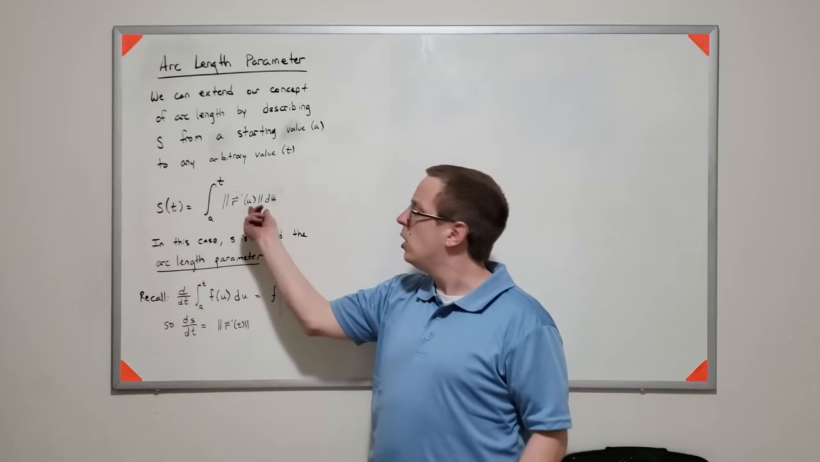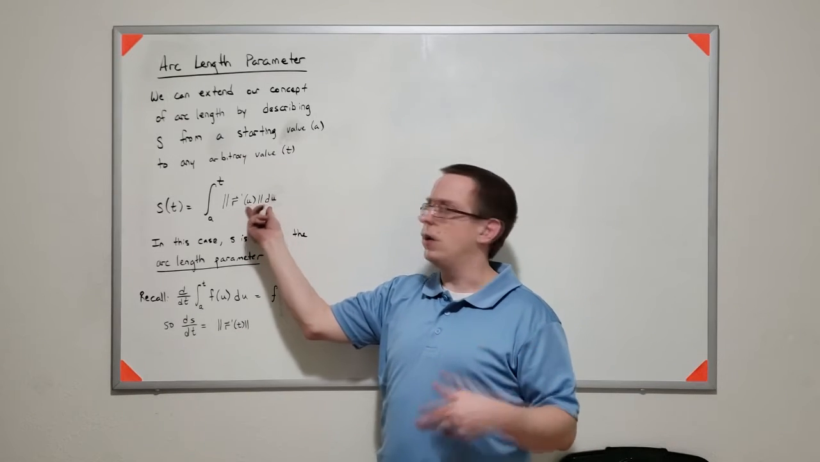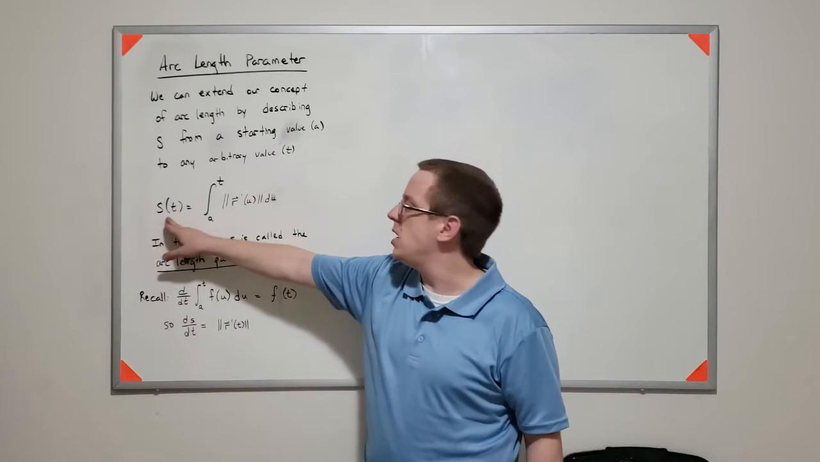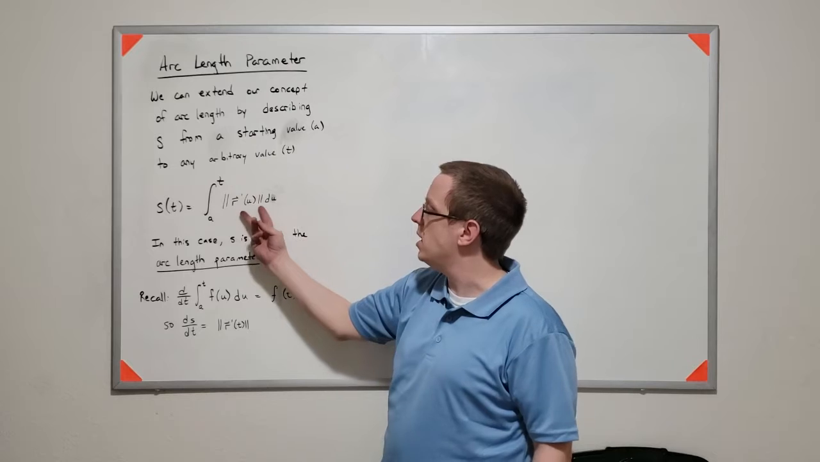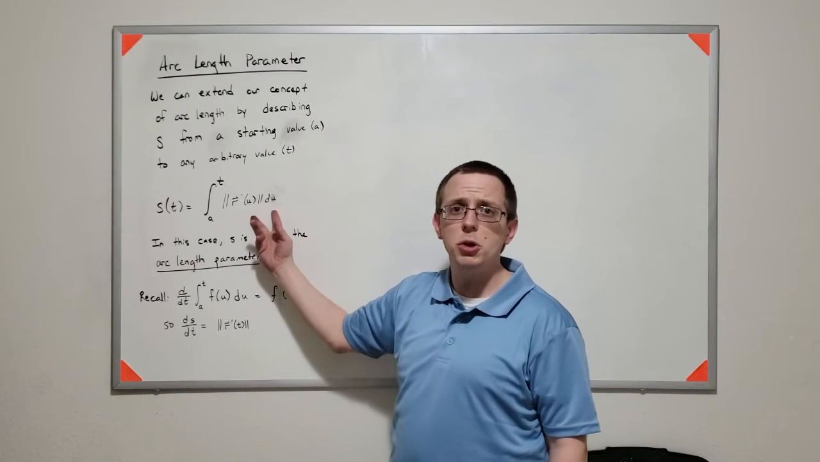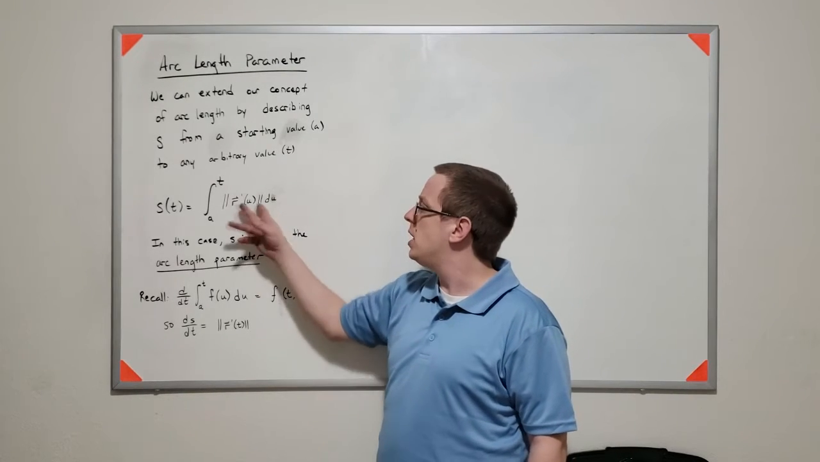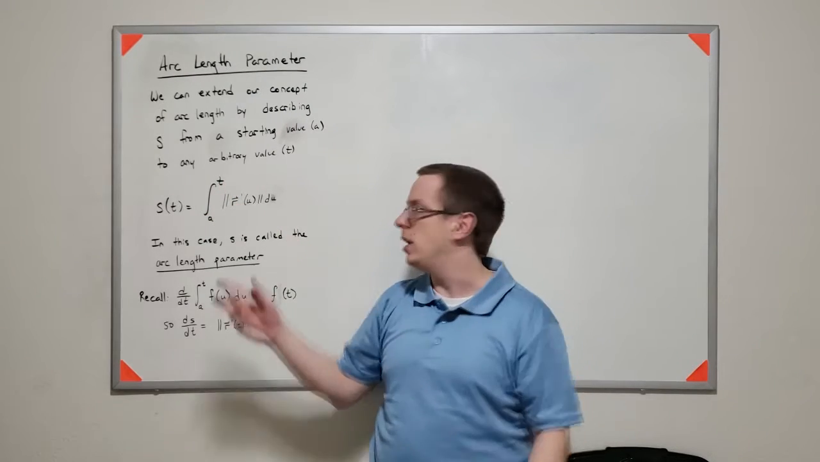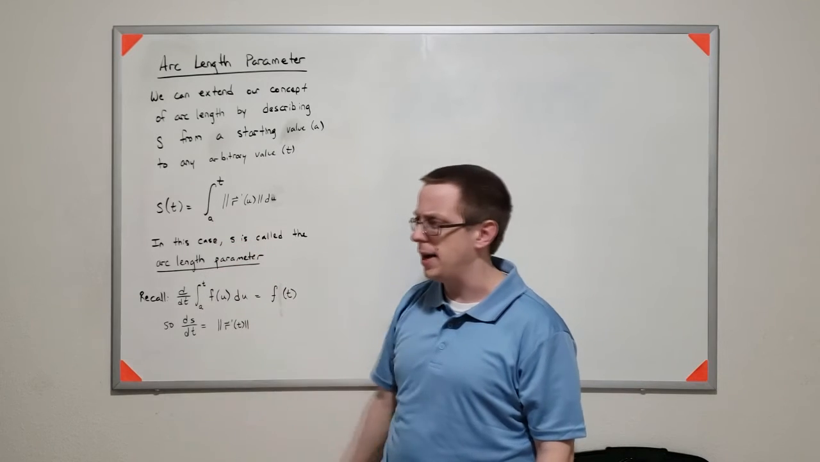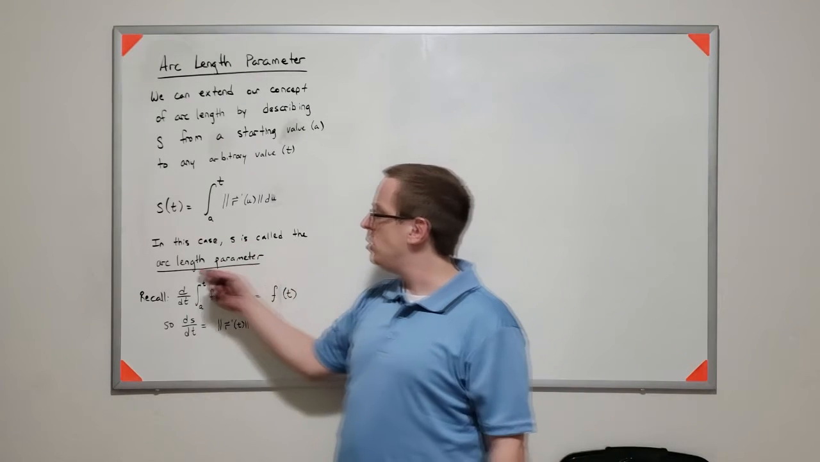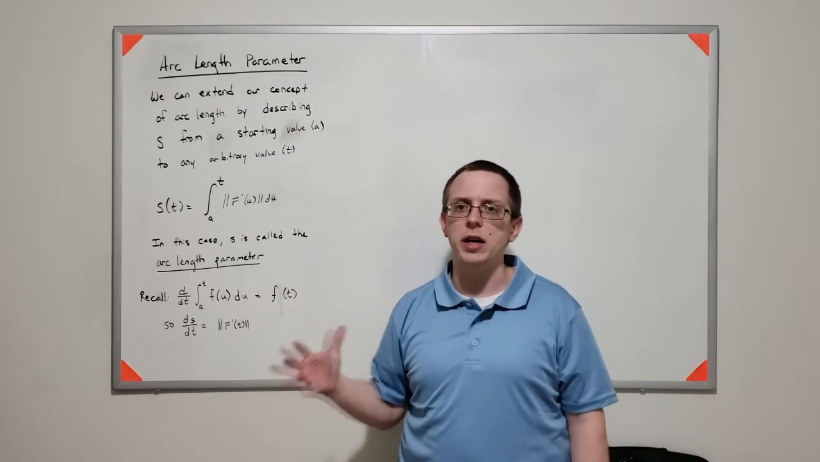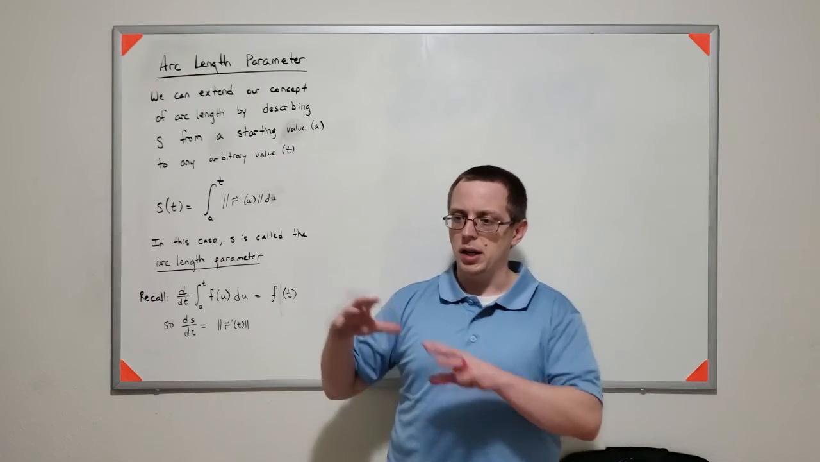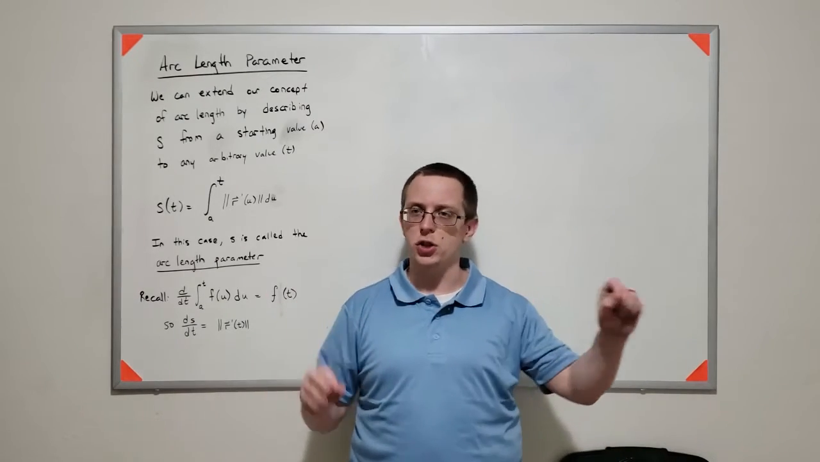So as a result, we typically choose a different letter. In this case, we'll choose u to represent that. So we say that s of t is the integral from a to t of the magnitude of r prime of u du. But you compute this the same way. You just plug in t once you're done integrating and then subtract the starting value at a. If we do this, it's something called the arc length parameter, and it's going to help us understand how that arc length function changes over time.